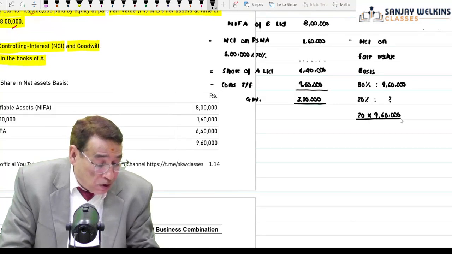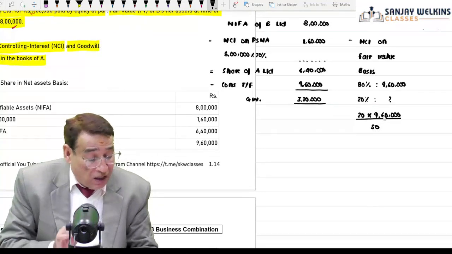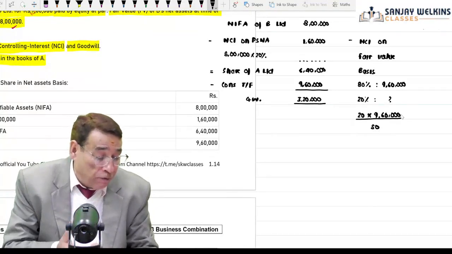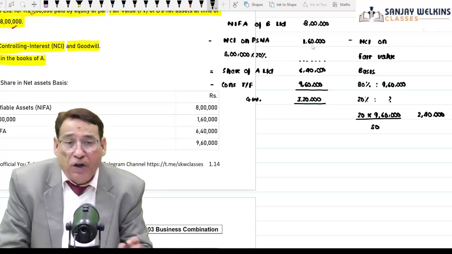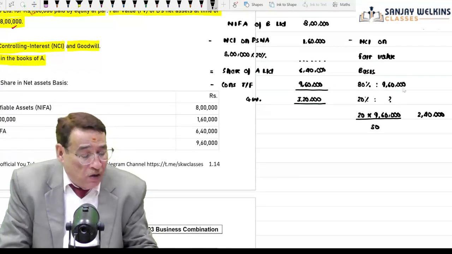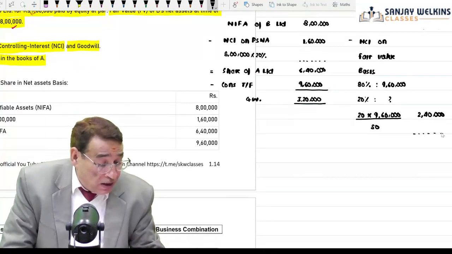This is how you are going to find out the value. 20 divided by 80 is equal to 1/4. And if I divide 960 by 1/4, that will be equal to 2,40,000. So NCI, you must have noticed, on PSNA basis was just 1,60,000, while on fair value basis it is 2,40,000.